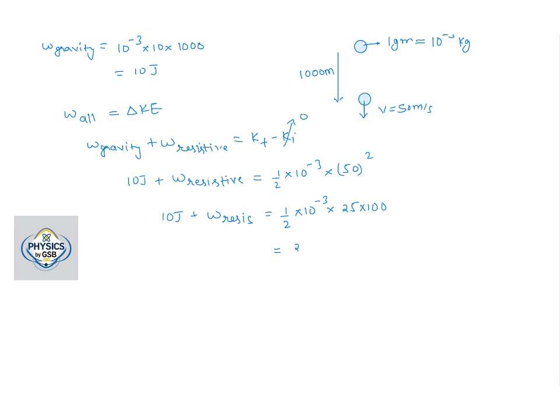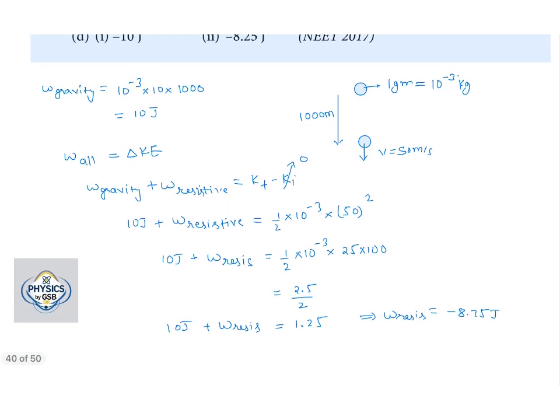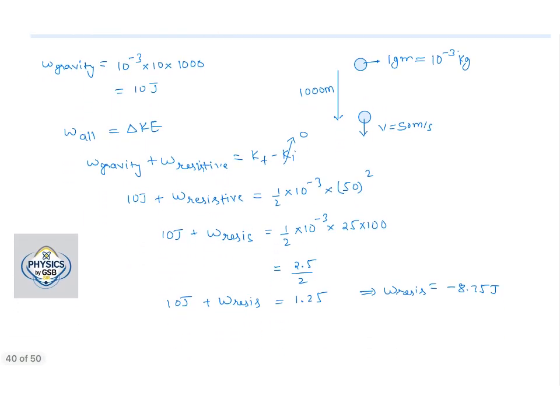So it comes out to be 2.5 divided by 2, which will be equal to 1.25, equal to 10 joules plus work done by resistive force. So from here, we can find work done by resistive force comes out to be 1.25 minus 10, it should come out to be minus 8.75 joules, right? And why negative?